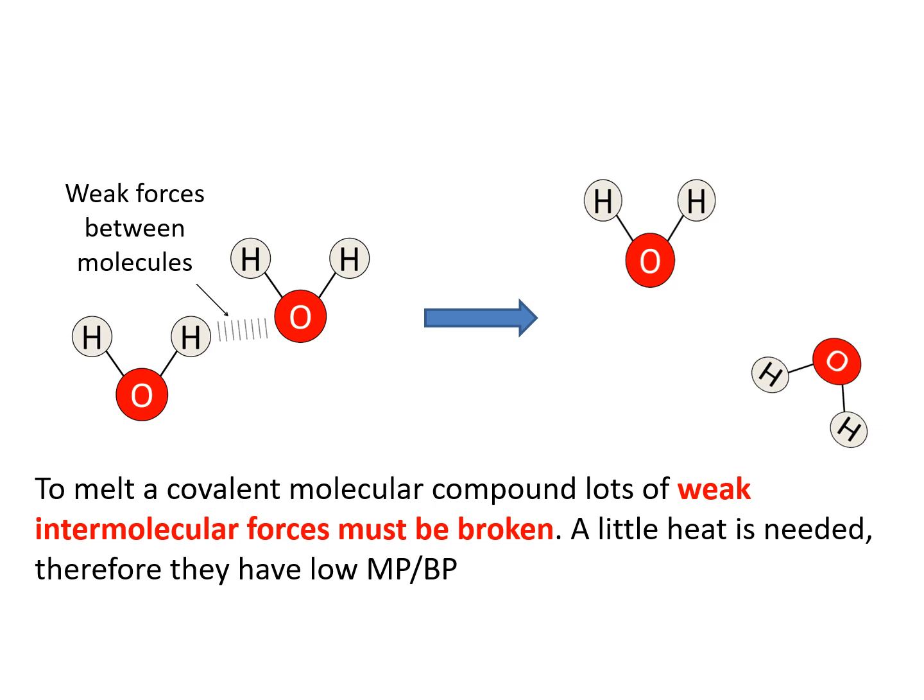The reason why some covalent chemicals have very low melting and boiling points is because you're not breaking covalent bonds, you are only breaking weak intermolecular forces. And it's why, for example, water has a low melting point of 0 degrees Celsius, whereas silicon dioxide, as we had previously, has a high melting point of 1713 degrees Celsius.